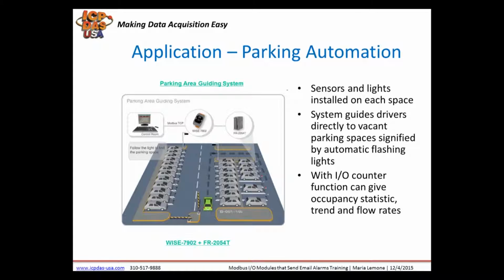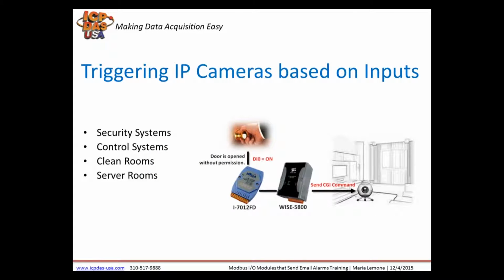Our Modbus I/O that send email alarms are being used for parking lot automation. They signal lights that guide vehicles to empty spaces in parking lots. You can see the status of the parking lot, the number of vehicles in the lot, the number of spaces, trend graphs, and the revenue generated through SCADA software in a control room. Our WISE series are also used for triggering IP cameras to capture video and images through CGI script.